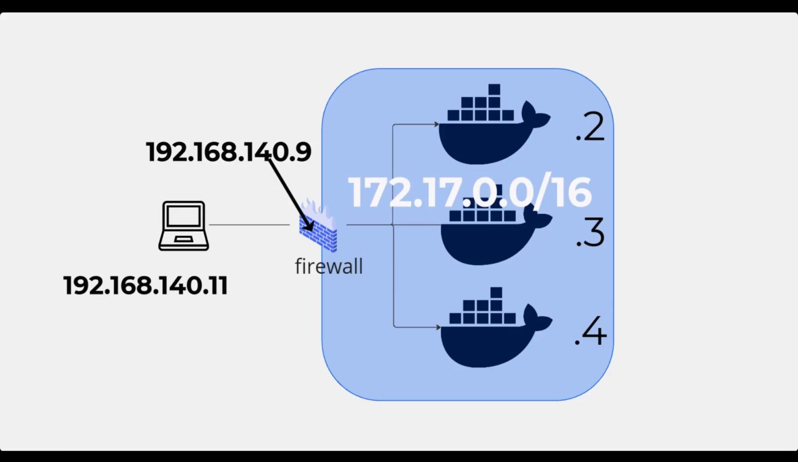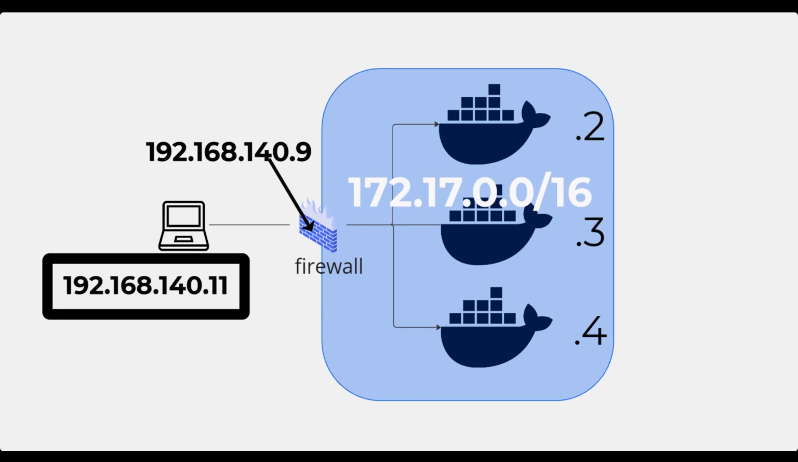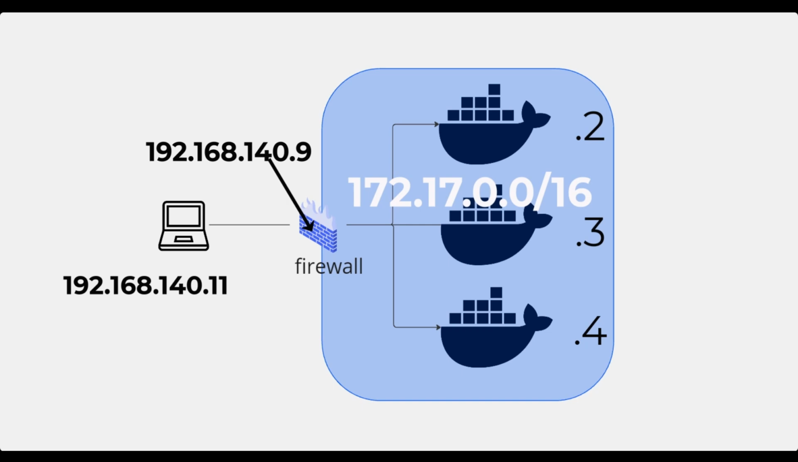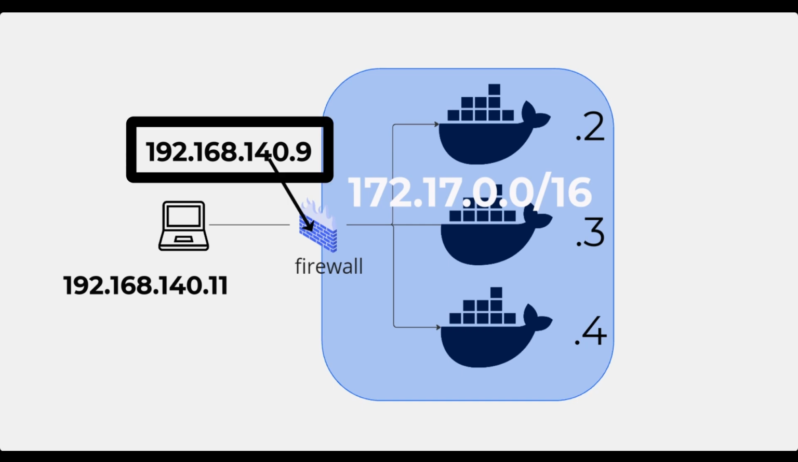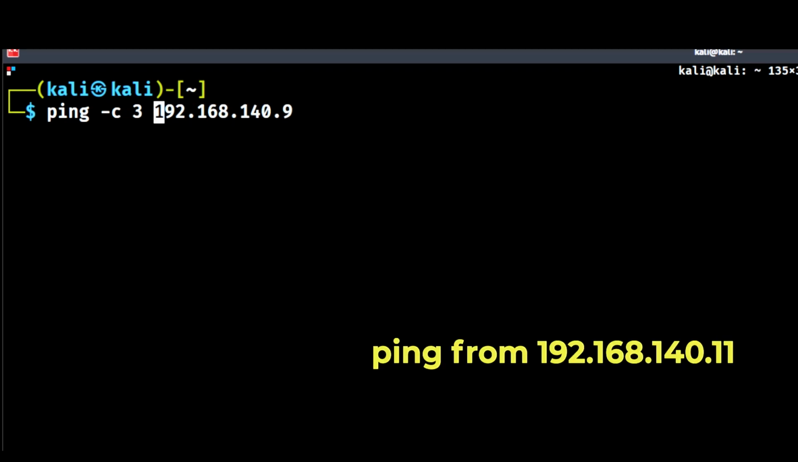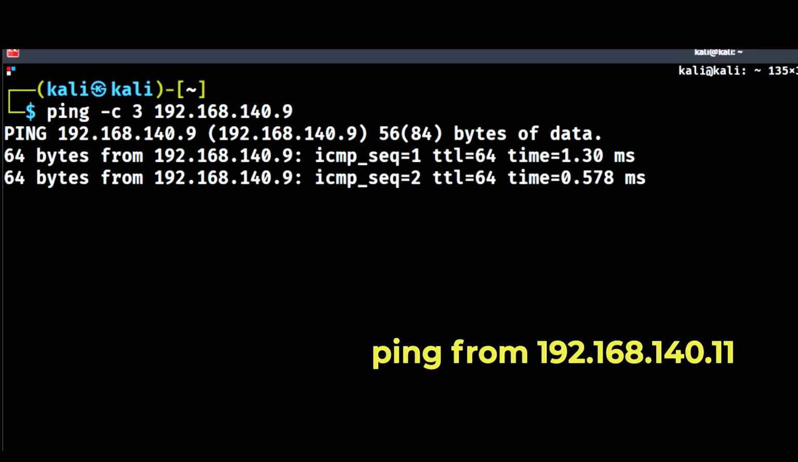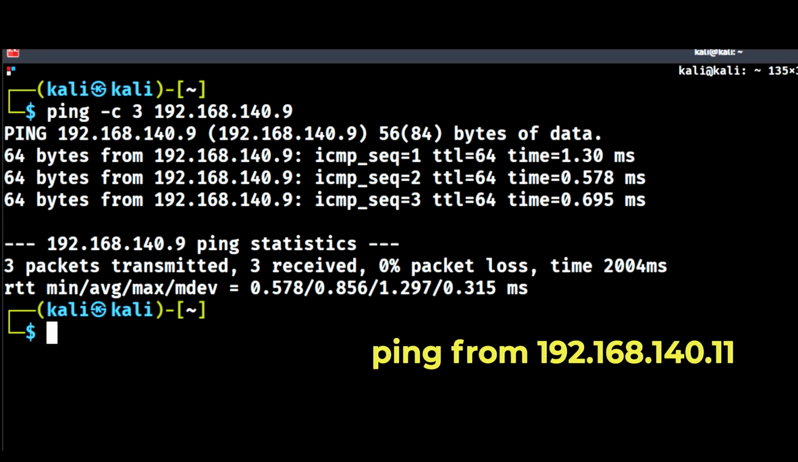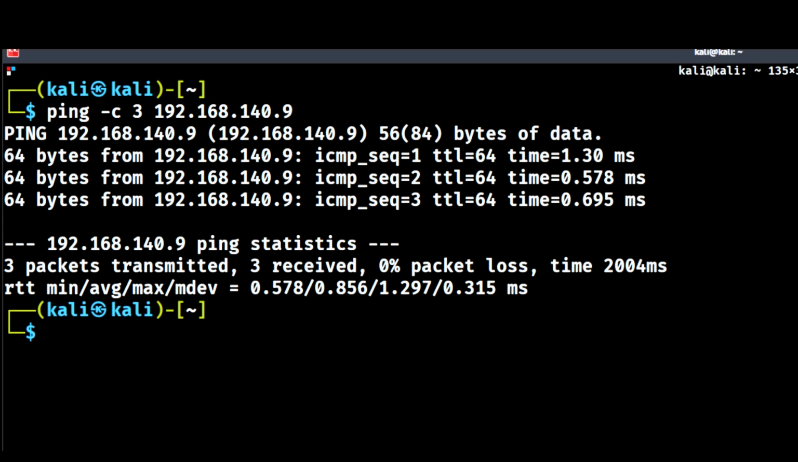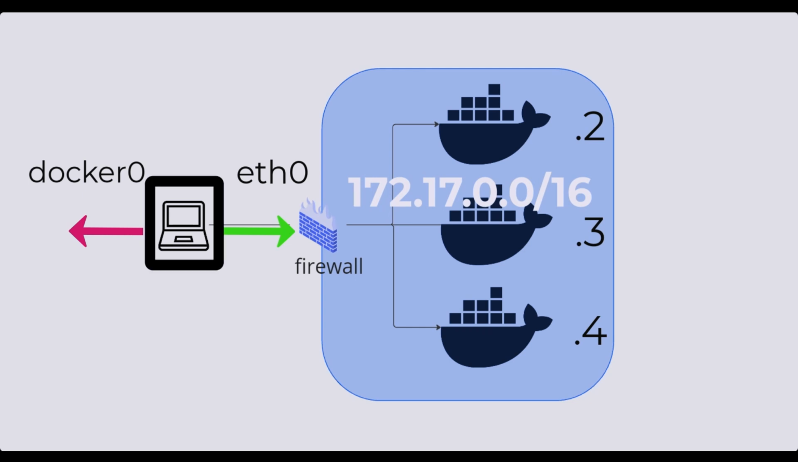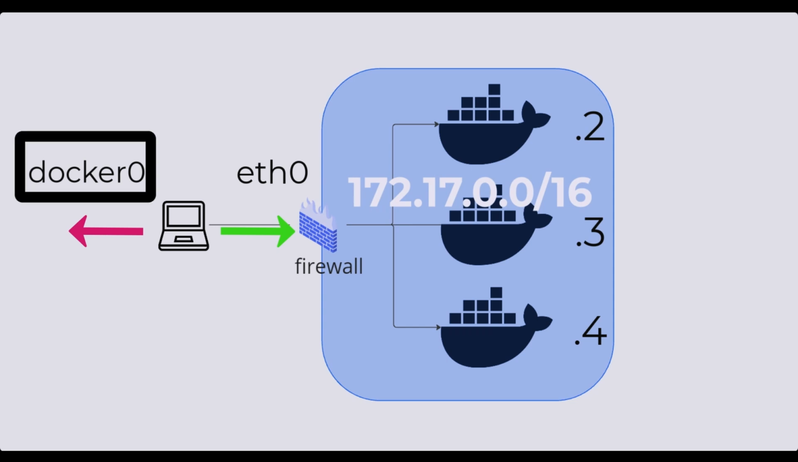In my environment, the external host has an IP ending in 11. The firewall, which is the Docker host, has an IP ending in 9. I can reach the firewall interface. The problem is that I've installed Docker on my external host. In that case, the traffic goes to the internal Docker Zero network.